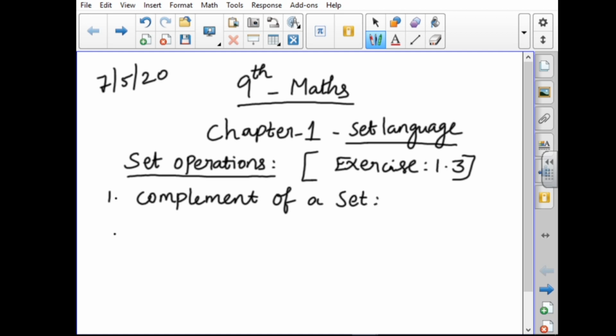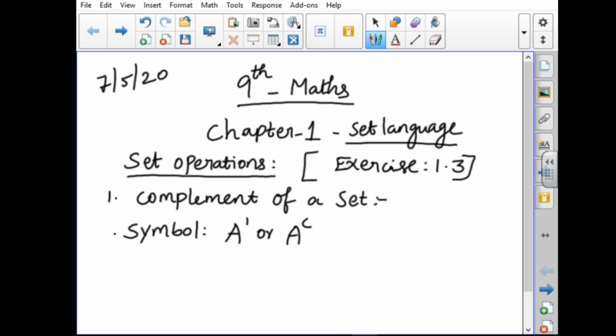The definition is: the complement of a set is the set of all elements of U, that means universal set, that are not in A. It is denoted by A dash. The symbol is A dash or A complement. This is the symbol of complement. Complement of a set means the set of all elements of U that are not in A.